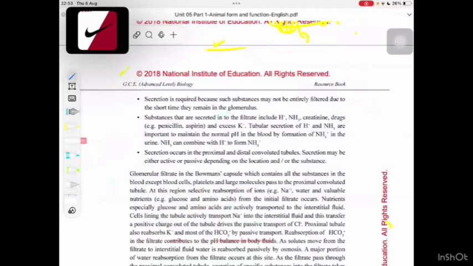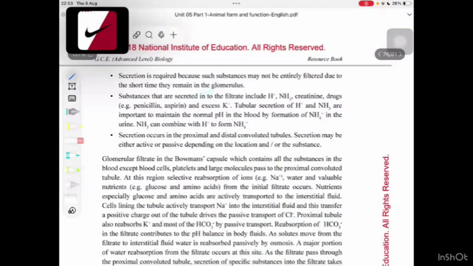Okay. Glomerular filtrate in the Bowman's capsule contains all the substances in the blood except blood cells. So we know there are no blood cells, there are no platelets, there are no large plasma proteins, right? At this region, we're talking about the PCT. That means the first part of the nephron, right? In the PCT, selective reabsorption of ions takes place. What are the ions? Na plus, water, and valuable substances. Na plus is the ion. Selective reabsorption of ions takes place.